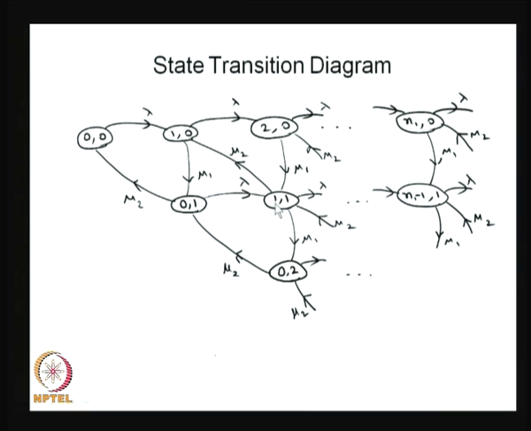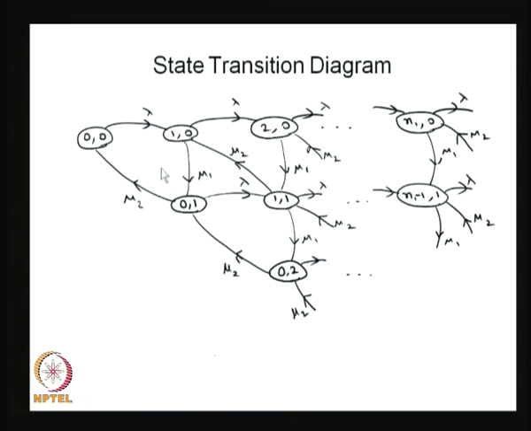The system can move from (1,1) to other states (0,2), (1,2) or (1,0), and so on. So, this is the way you can visualize the different transition arcs and the corresponding rates. So, this is a state transition diagram for a 2 queues tandem queuing network.